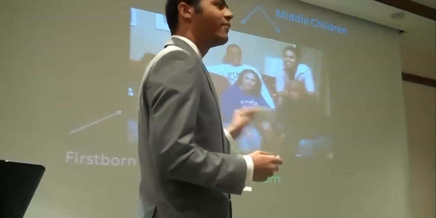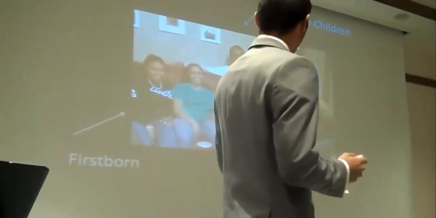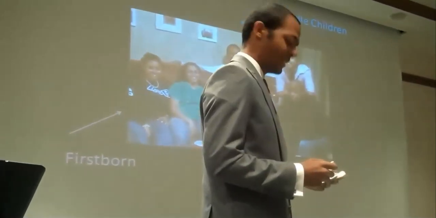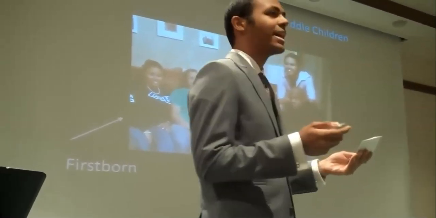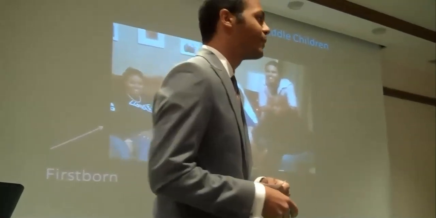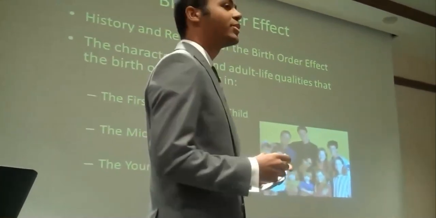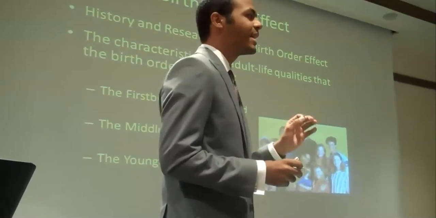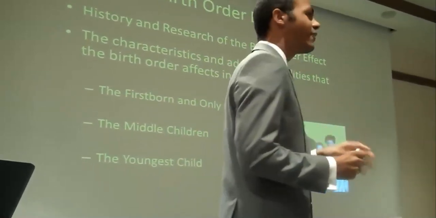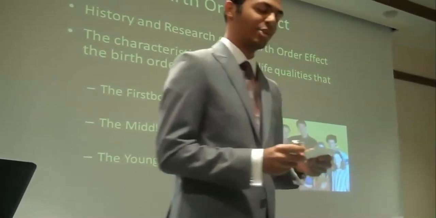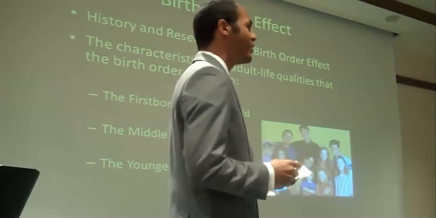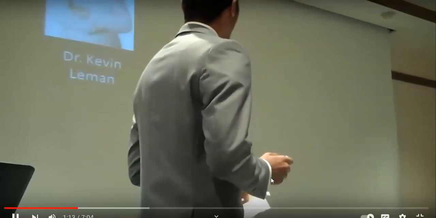My family, for example, I have an older sister, a brother who's with me as a middle child, and my younger sister, which is the last born. All of us understand this, and all of us have certain characteristics that apply both now and later on in life. In a few moments, let me enlighten you to something known as the birth order effect, focusing on two aspects. First, the history and research of the birth order effect, and second, many of the characteristics and adult life qualities that stem from being a firstborn or only child, middle child, and even a youngest born. But first, let's preview into the history and research.